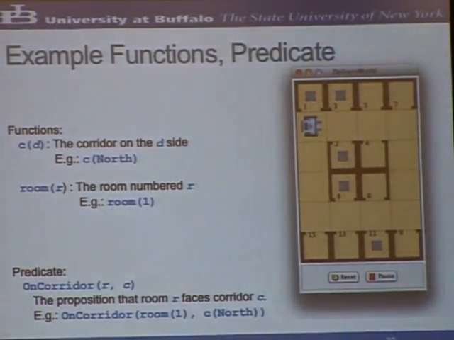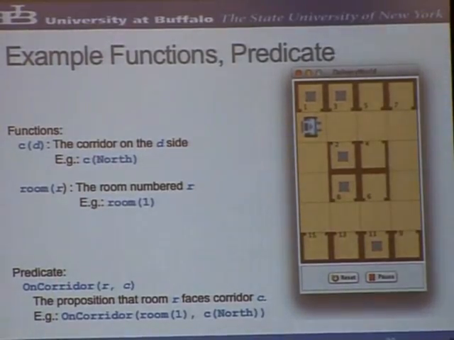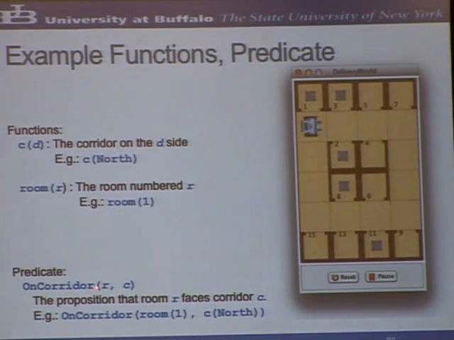Right. And then a predicate, asterisk predicate. So this one is on corridor. So now this is also a function, except this is a proposition valued function. On corridor of R and C denotes, if you will, the proposition that room R faces on corridor C. For example, room 1 faces on C north.